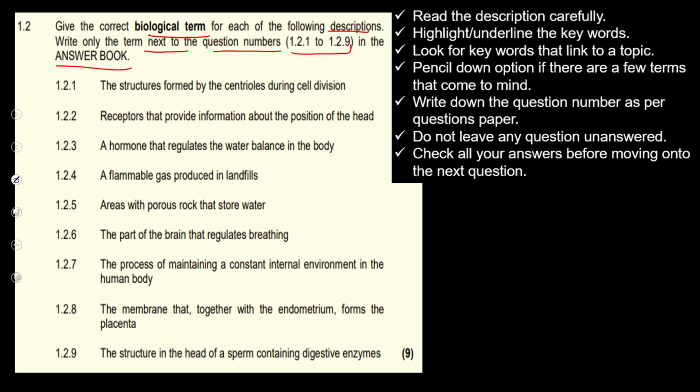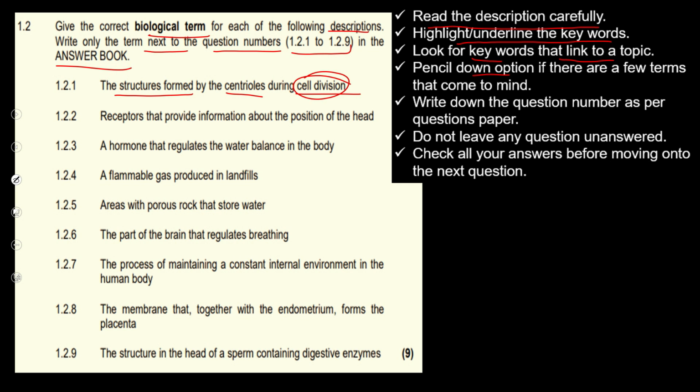Now let's go through our checklist. Read the descriptions carefully. So, the structures formed by centrioles during cell division. Highlight the underlined words, which we've just done. Look for key words that link to the topic. Guys, key words are cell division. So we know that now we're thinking about meiosis, and that helps me to zero in on the topic.